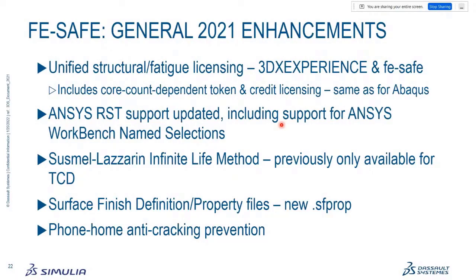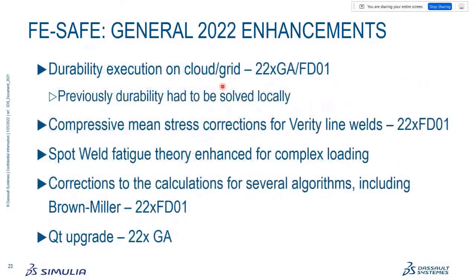So there's several things here. The main thing is we've got unified licensing now between 3D Experience and FE-Safe, and it's unified also between Abaqus and FE-Safe or durability solves. We use the same core count, numbers of tokens and credit licenses. Not going through all of these other things here.